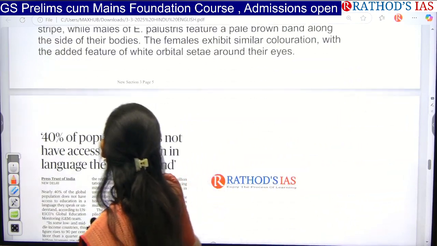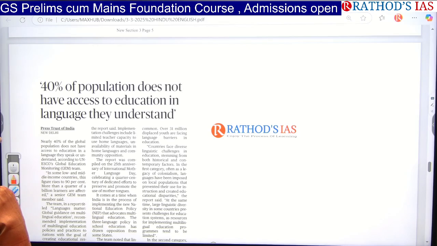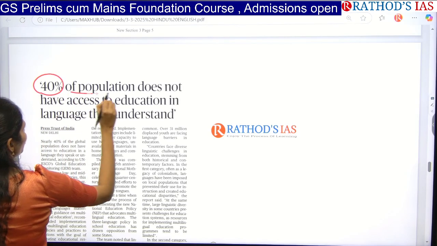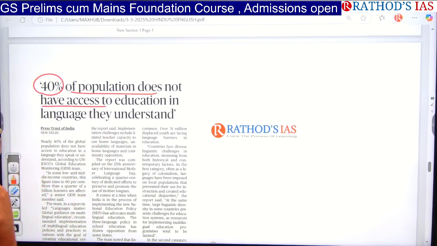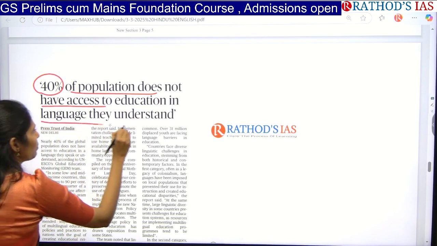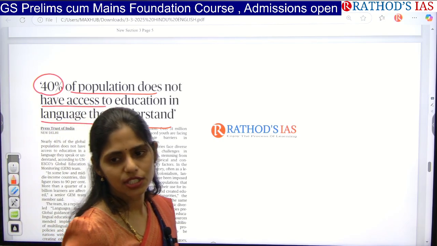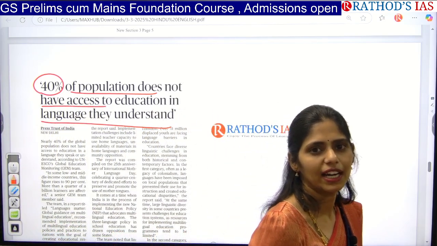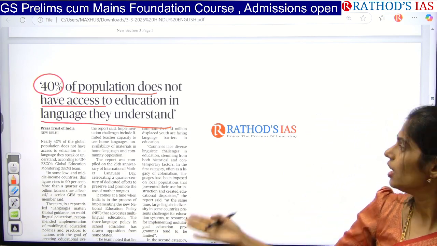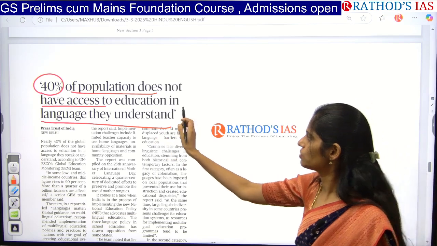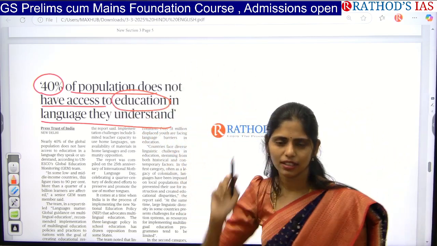And now let us see the next article. The title says 40% of population does not have access to education in a language they understand. From where can you see this article? In GS paper 2 we have governance, in that we have health, education, etc. Right? So this topic is about your education, which is there directly in the title.